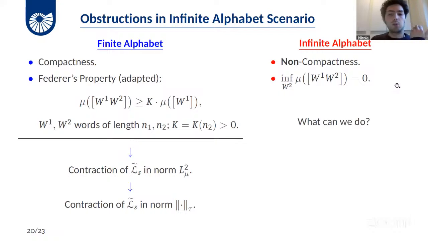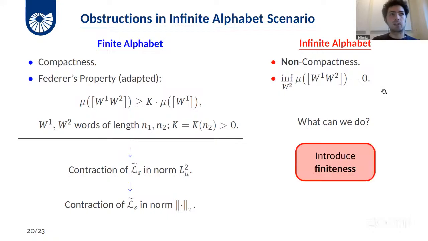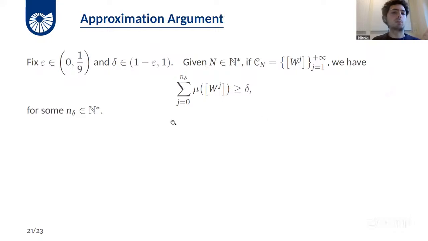So what can we do at this point? Well, we take some ideas from the big images and pre-images properties, meaning that we can try to introduce some finiteness and work in this safe, finite environment. How? We use an approximation argument. Let us fix some constants epsilon and delta. If we list all the cylinders of length n, we know that they cover the whole space. So if we truncate this list at a certain n delta, we can make sure that the sum of their measures exceeds a certain value delta.